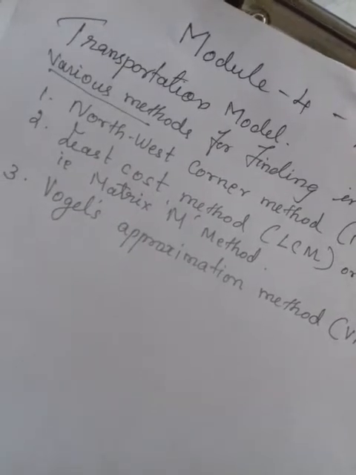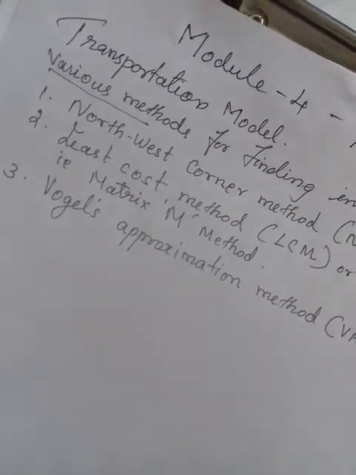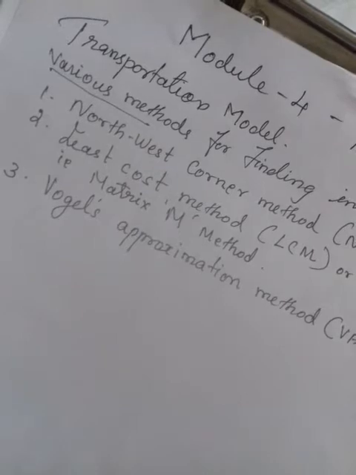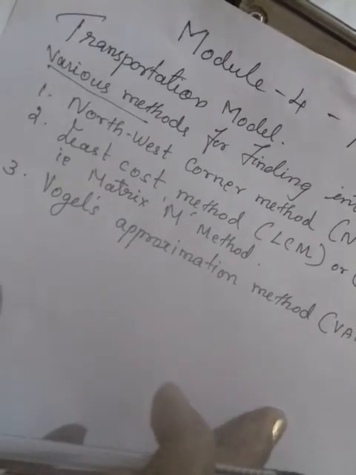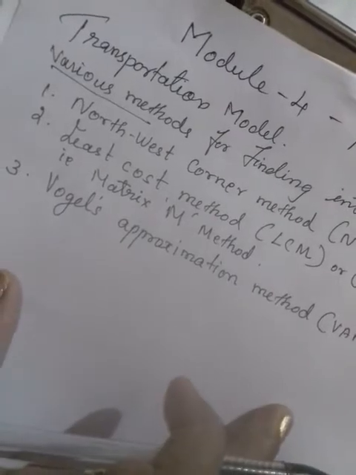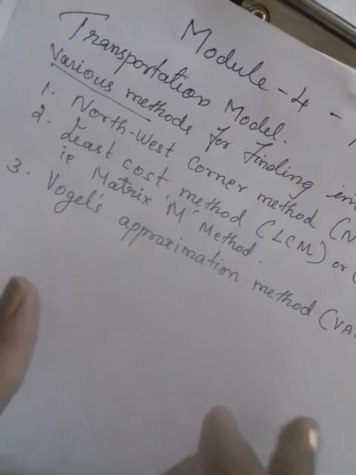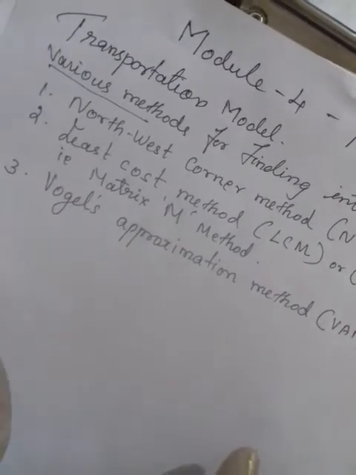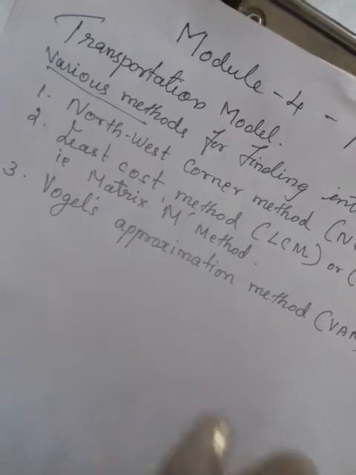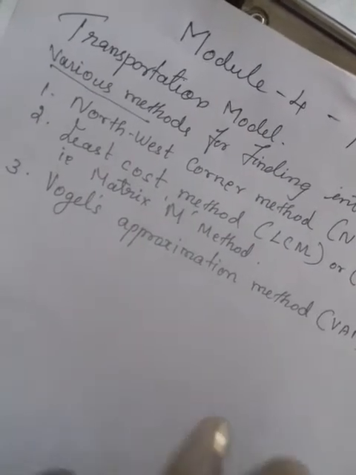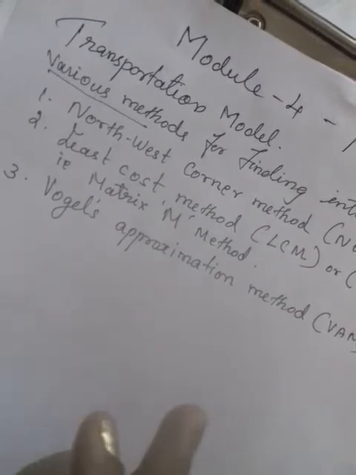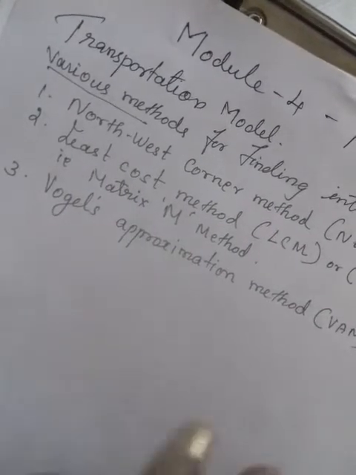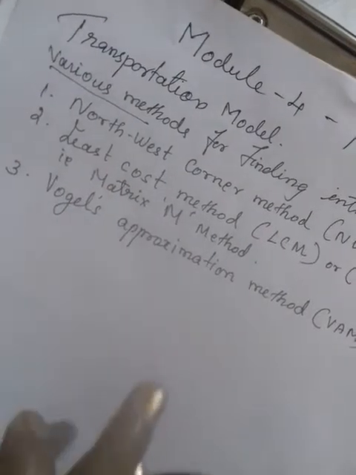Once a company is making a product, the company has to distribute the product from one location to other locations. So you have to find out which is the optimum solution for the particular problem. Here we are going to find out the transportation cost, and whether the cost we find is optimum or not, by using these three methods.